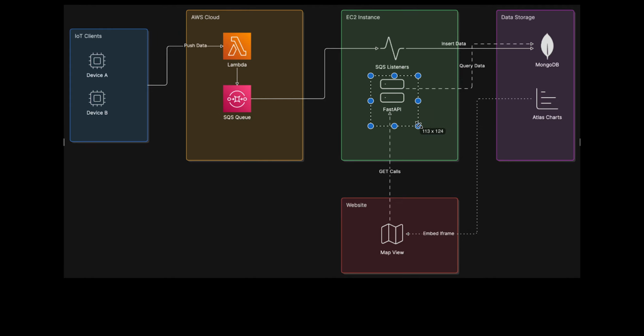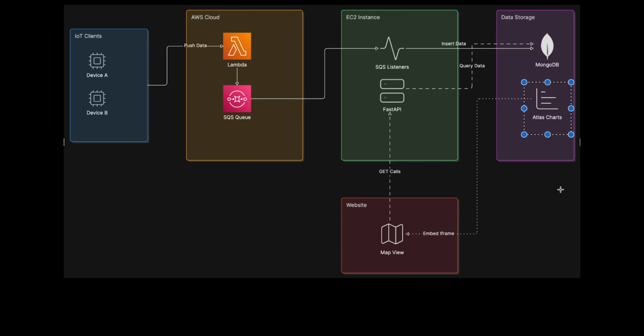There's a FastAPI application which has several worker threads, all of which are serving as SQS listeners and taking the data and pushing it into MongoDB. Additionally, the FastAPI also handles GET calls from the website, which I will go over in a second. And also on MongoDB, you have Atlas charts, which is how we are getting the iframes, which we will display in the website.